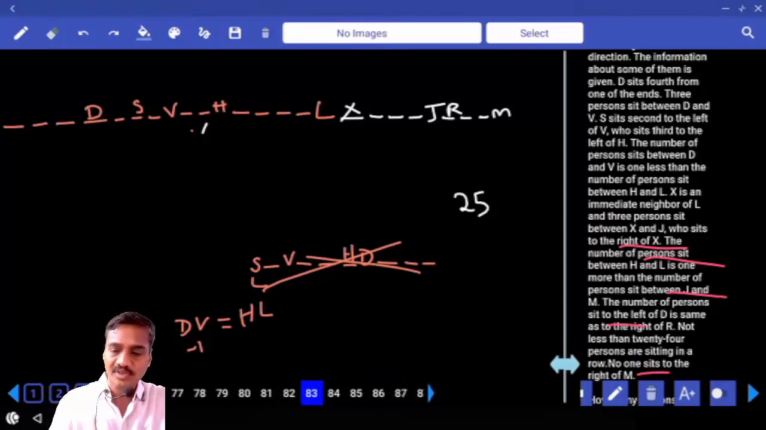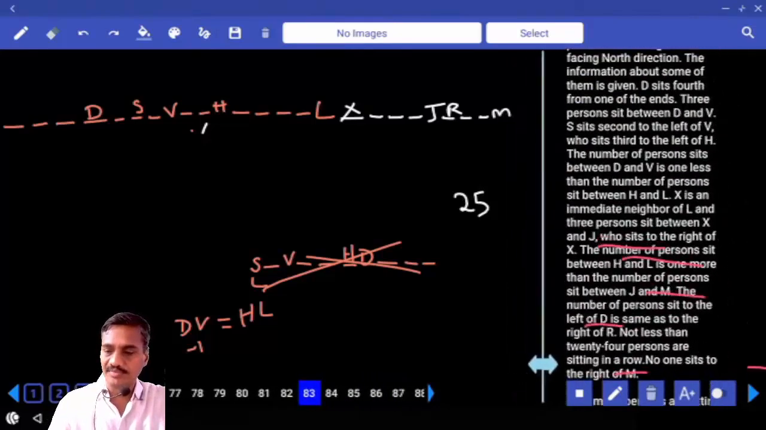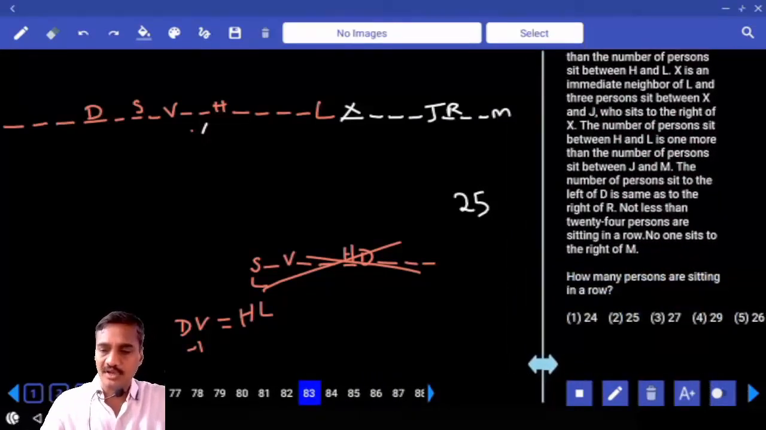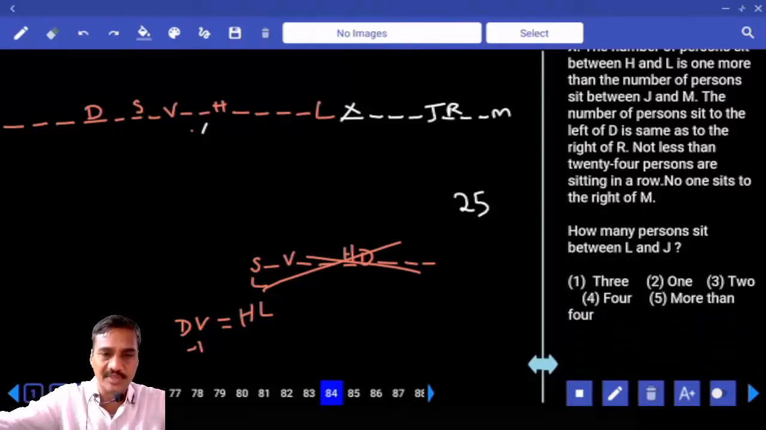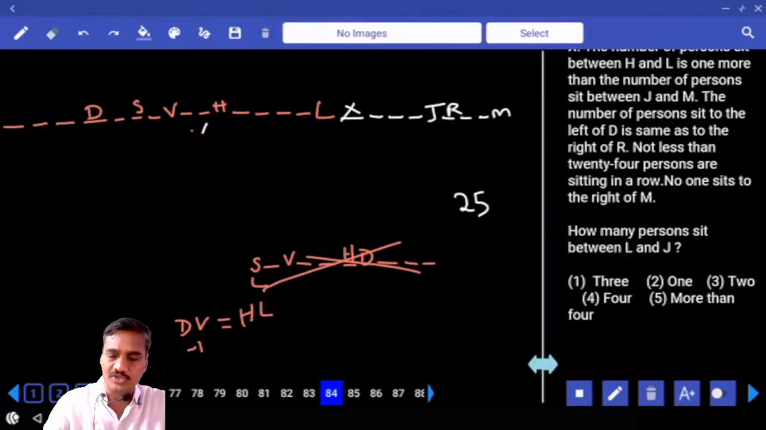Then coming to question number 83. Now in this 83, how many persons are sitting in a row? How many are there? 25, choice 2. And how many persons sit between L and J? Now in between L and J, how many are there? There are only 4 people. 4, that is choice 4.